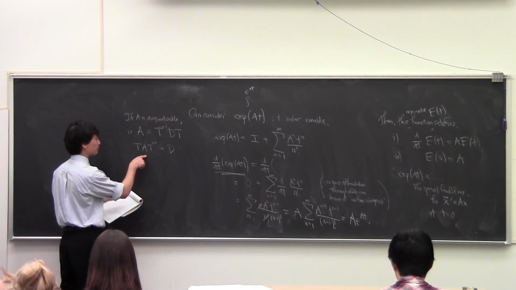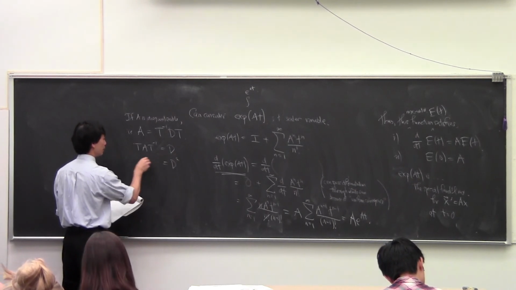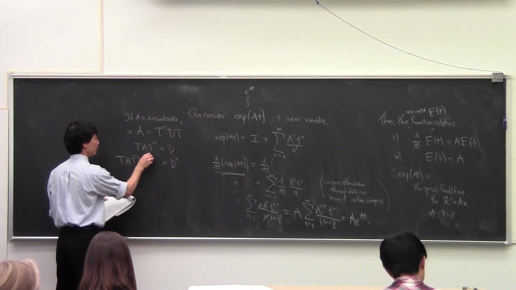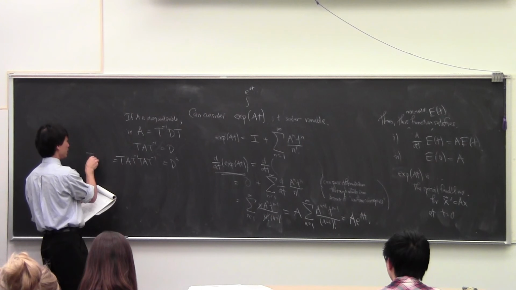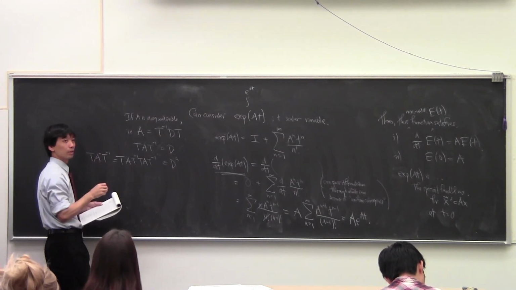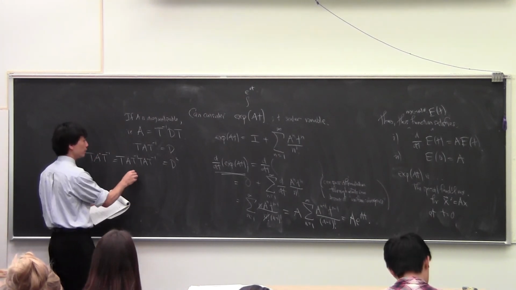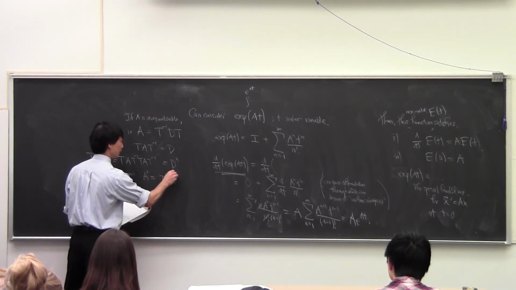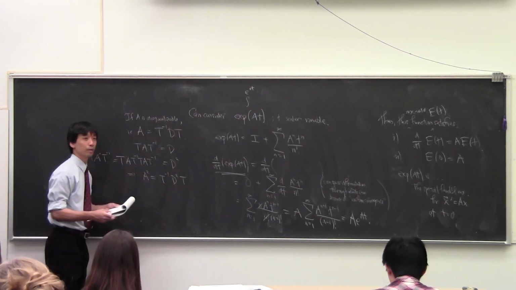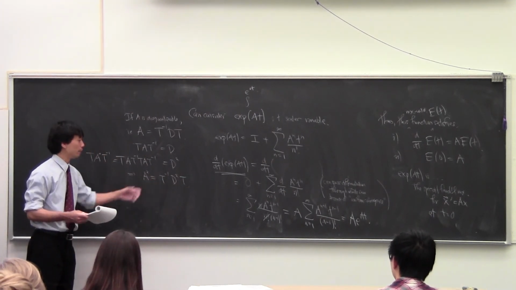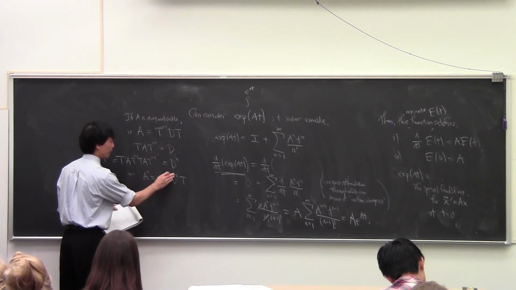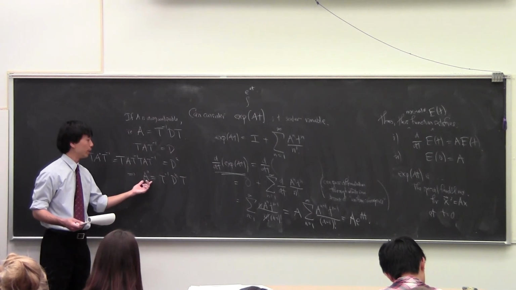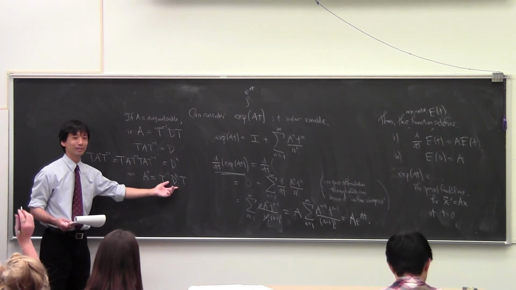If you look at the square of the diagonal matrix, you get T inverse A T times T inverse A T, that is T inverse A squared T. So A squared is easy. A squared is just T times the diagonal matrix squared times T inverse, and the same for all n. A to the n is easily calculated if your matrix is diagonalizable.